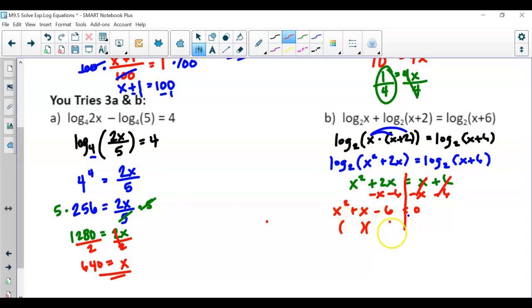Now we can factor. So what two numbers multiply to get negative 6 but add to get 1? Positive 3 and negative 2. Or x is equal to negative 3 and positive 2. But again, remember, we cannot have a negative log. So like here, for example, because x is by itself within all of these logs, for example, negative 3. Well, negative 3 plus 6, well, that is 3. So I'm good. However, negative 3 plus 2, negative 1. And this is negative 3 here. So negative 3 is extraneous, but 2 is a solution.